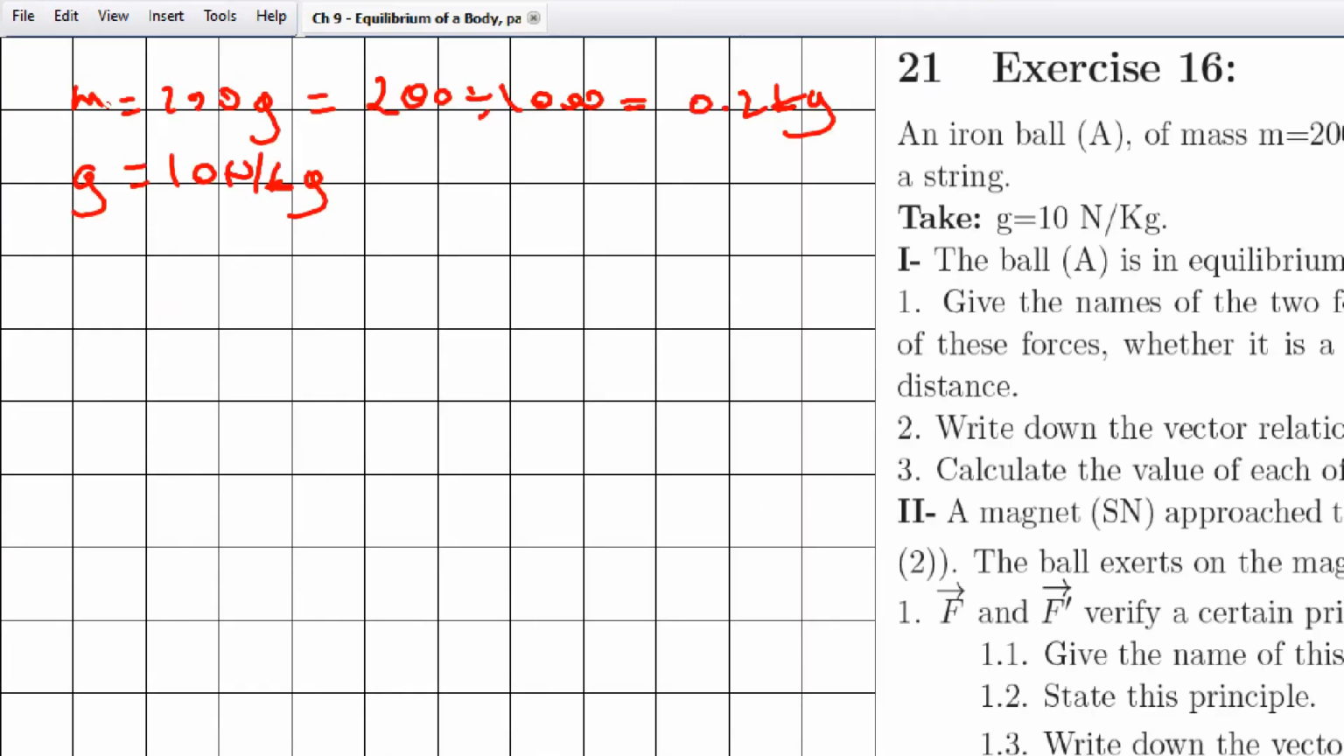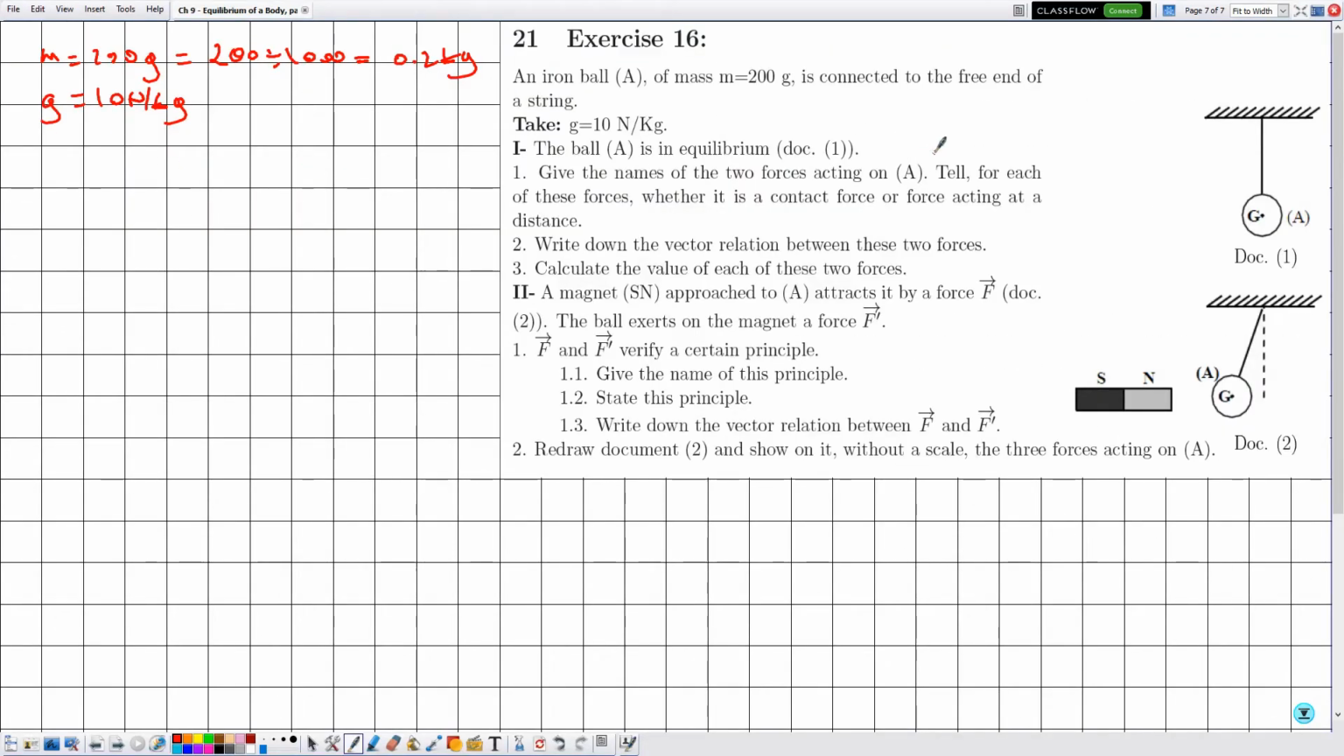The moment we have M and G, we can determine the weight independent of whether the ball is at equilibrium or not. Number 1, the ball A is in equilibrium, document 1. They mentioned document 1, so now we use document 1, and we are not allowed to use document 2. Give the name of the two forces acting on A. So because it has a mass, it will be subjected to the weight W. And because we have a string, it will be subjected to the tension T.